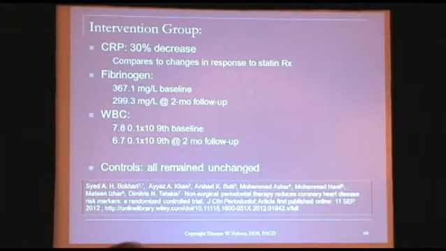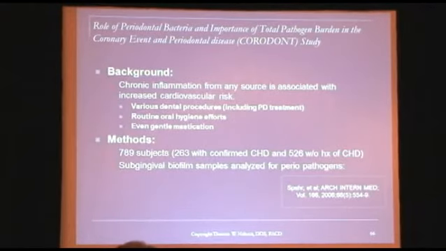What they found was just by scaling and root planing, and by the way, we don't even know if that's effective or not, right? We don't even know if scaling and root planing is actually achieving an end result where we've actually reduced the disease. Yet, without any testing at all, if we do just that, the CRP was 30% decreased, and that is equivalent to the response from statin therapy. The fibrinogen was reduced from 367 to 299, and white blood cells were reduced from 7.8 to 6.7. When they looked at the controls, who were treated later, none of these levels changed. So 50% of them still had greater than 4 millimeters of pocketing.